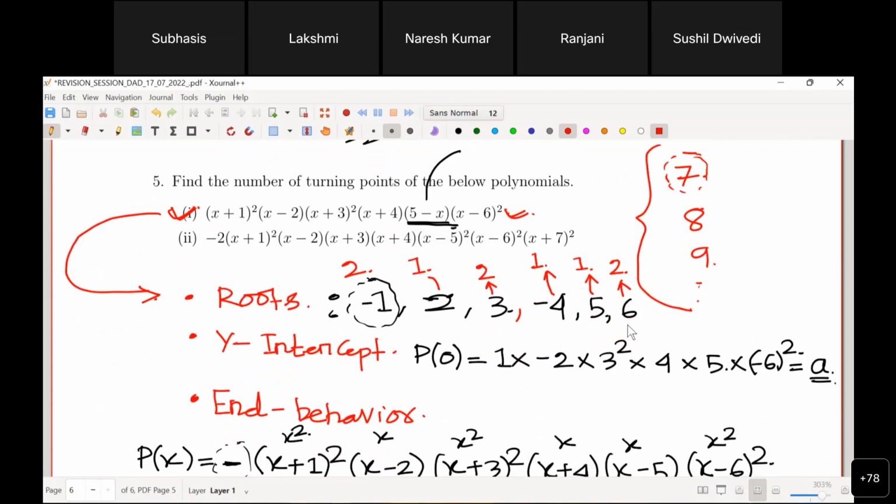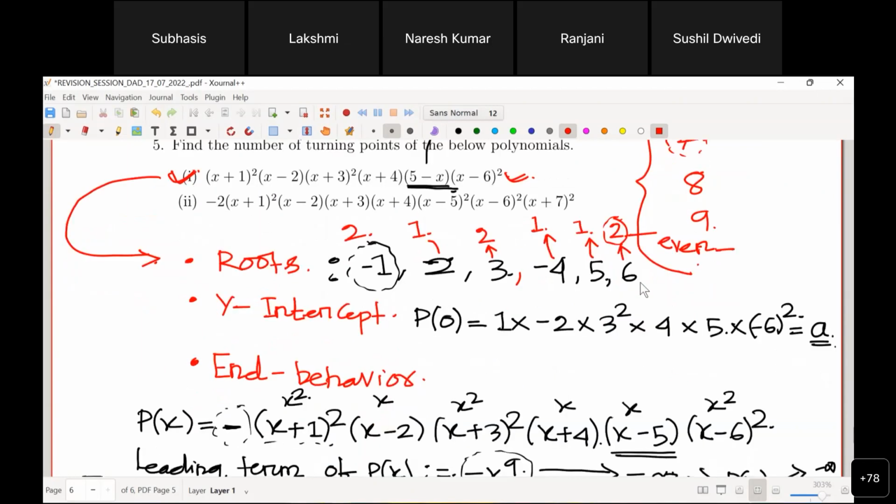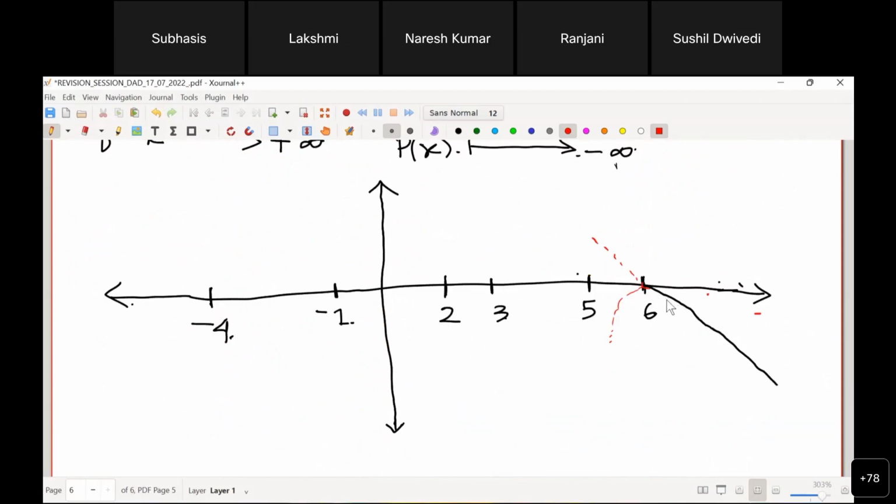As you can see, the multiplicity of 6 is 2, so it's an even number. If the multiplicity is even, it will bounce back. The graph will not cross the x-axis. Instead of crossing the x-axis, it will bounce back. So it will come like this.